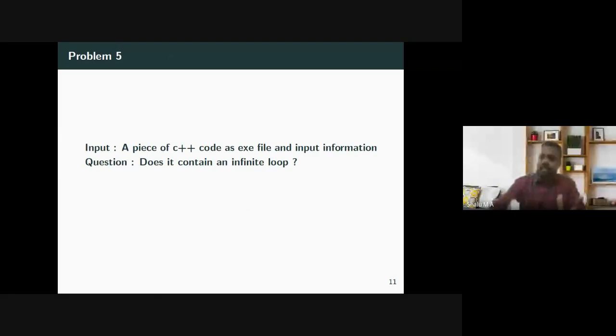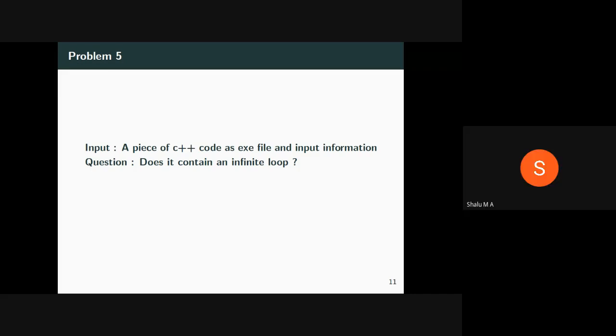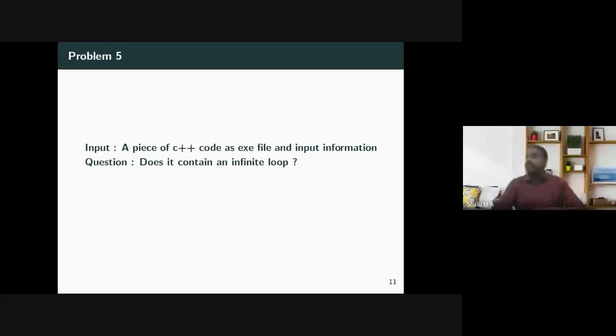But now we look at another problem. The input is a C++ code or a C code or any program code as an exe file. Once it's in executable form, you cannot read it; it's only a file. And you have the input information. So we have a C++ code in an exe file, which you cannot read, and the input information. The question is, does it contain an infinite loop?